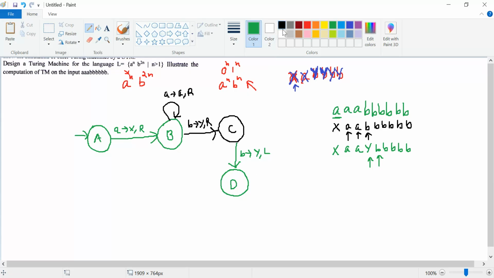I have to choose. Okay. So now the situation is like this. We have X, we have A, we have Y. We have replaced this with Y. And now we are moving left, right? So now we are going left.